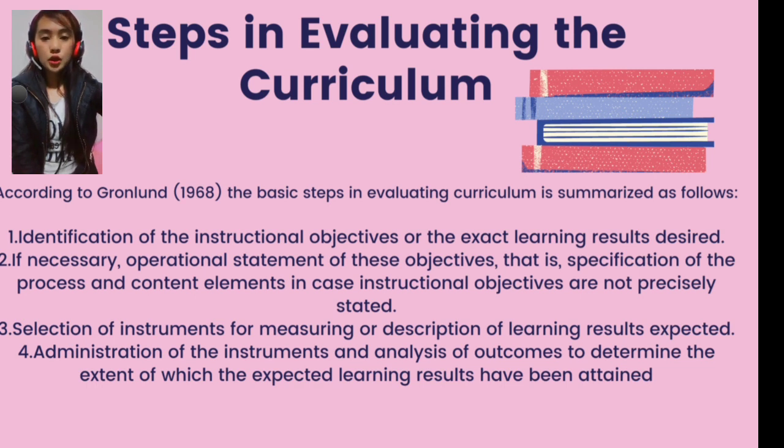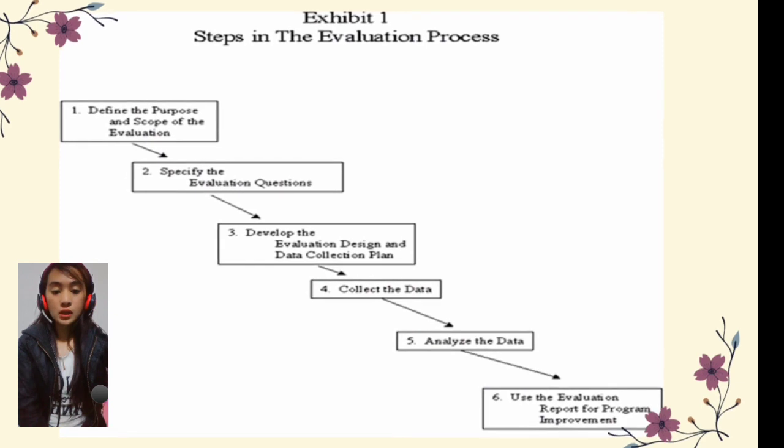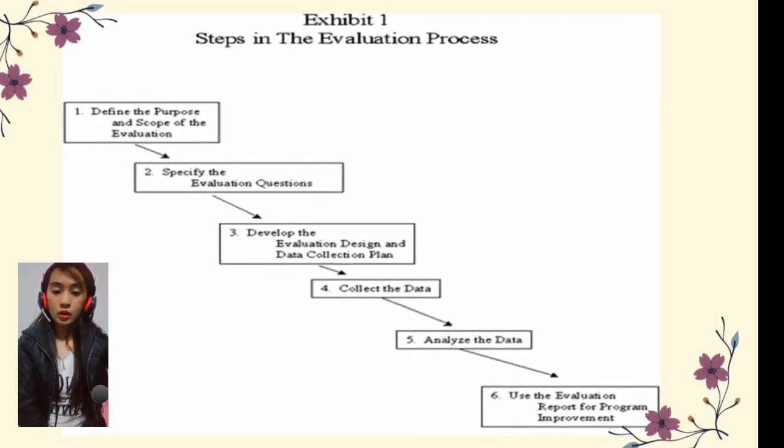Third, selection of instruments for measuring or describing the learning results expected. Selecting proper or reliable instruments, such as aligning them to the programs or objectives, is important because it relates directly to the utility of the information gained from the assessment. Lastly, administration of the instruments and analysis of outcomes to determine the extent to which the expected learning results have been attained. Administering the instruments and analyzing outcomes yields a quality result, good response rates, and avoids biases.